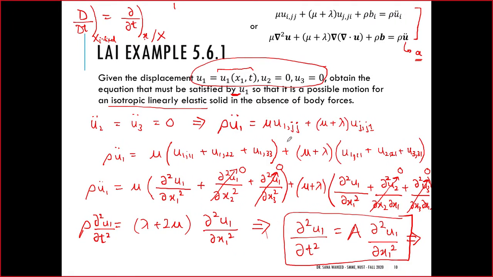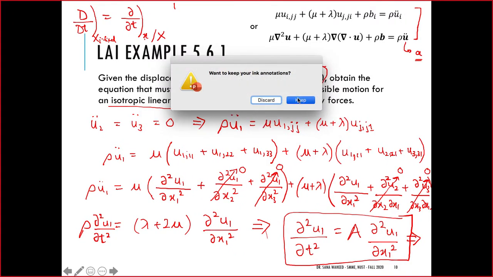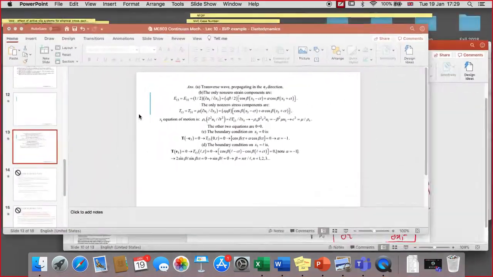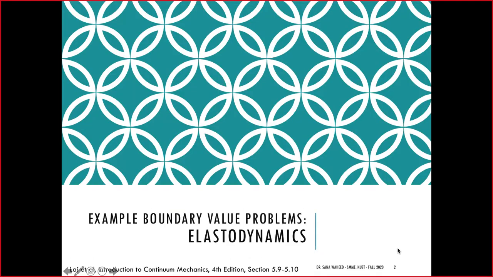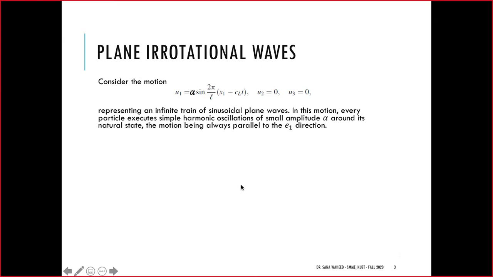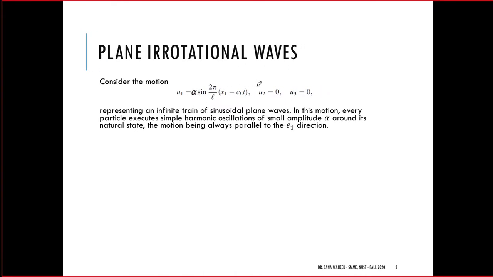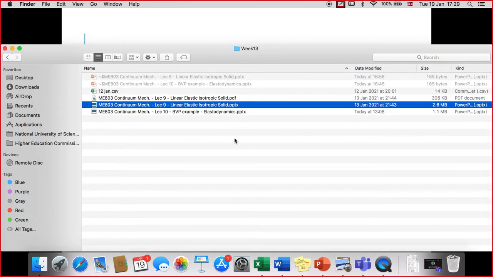Oh, excuse me. Let me keep these for now. So it turns out a solution of this form, where I have u1 as a sinusoidal function of x1 and time, just x1 and time, and then u2 is 0, u3 is 0. This displacement field actually does fulfill, if I could open my other one. Did I close it? No, I did not.